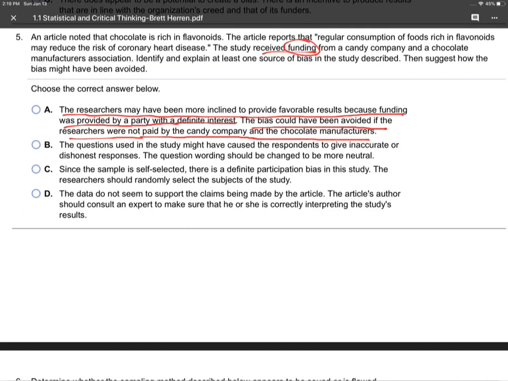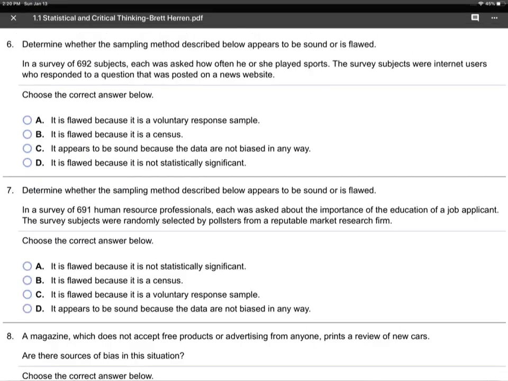So on B, the questions used in the study might have, no, not the questions. That's dumb. Since the sample is, no, it's not. It's not self-selected. There's nothing in there that said it was self-selected. The data do not seem to support the claim. We don't even know what the data are. They didn't show me the numbers, right? Those are all bogus.